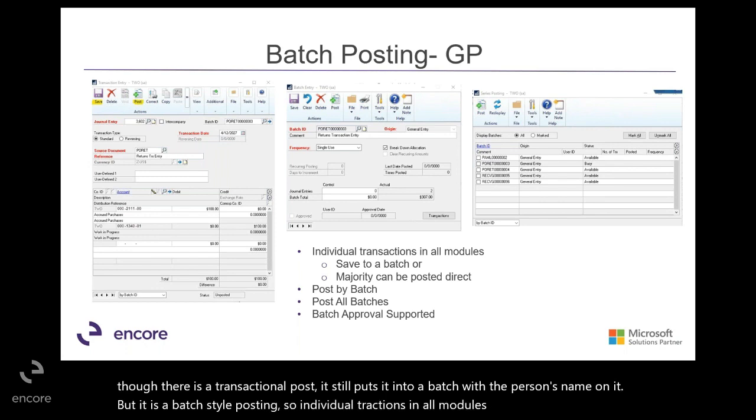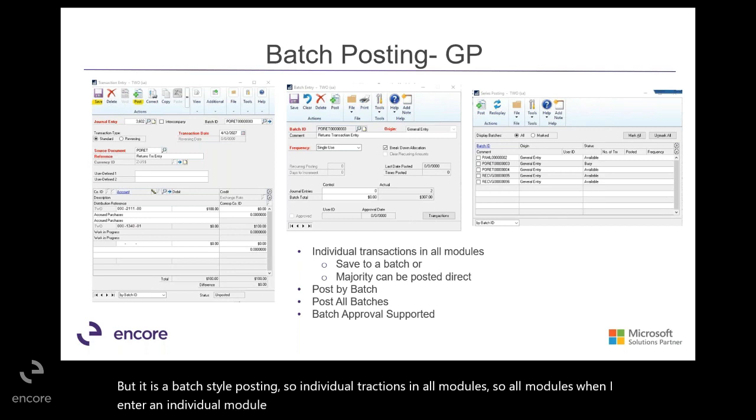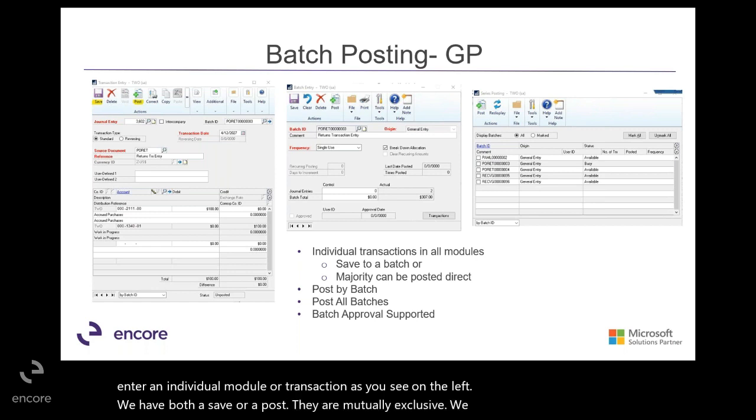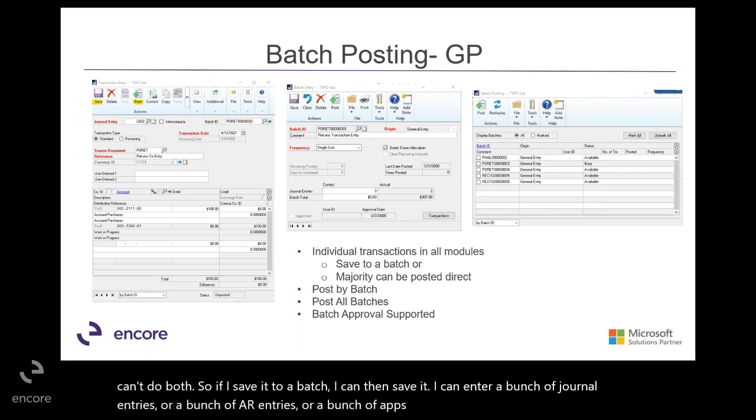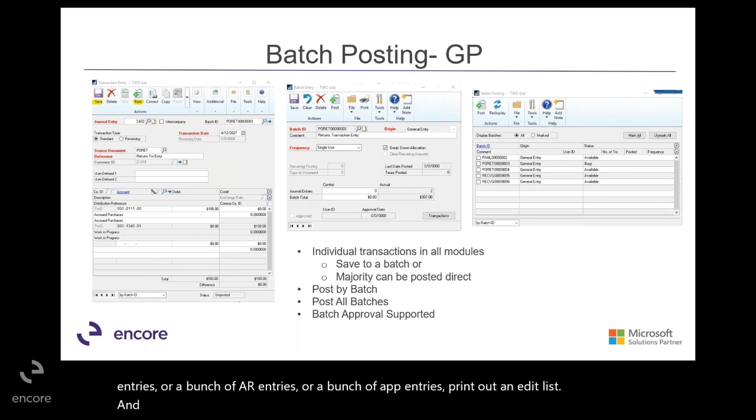So all modules, when I enter an individual module or transaction, as you see on the left, we have both a save or a post. They are mutually exclusive. We either save or we post. We can't do both. So if I save it to a batch, I can enter a bunch of journal entries or a bunch of AR entries or a bunch of AP entries, print out an edit list, and get it approved, and then come back and post the whole batch as a set.